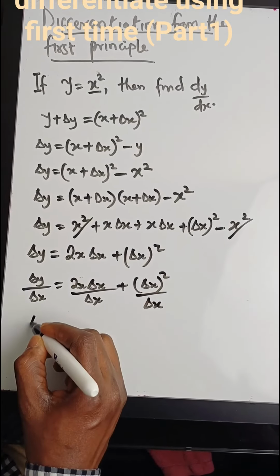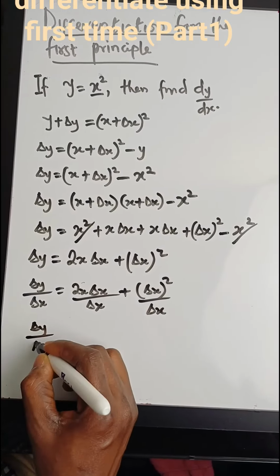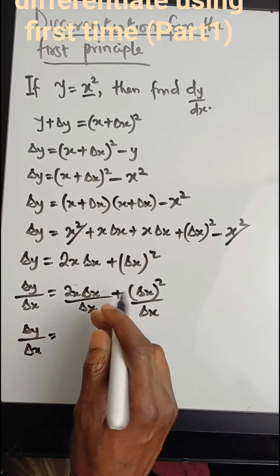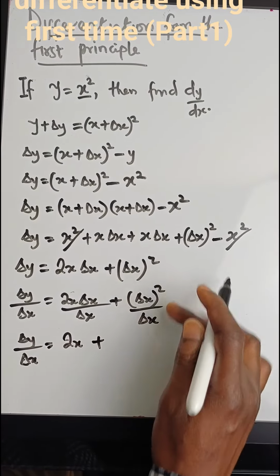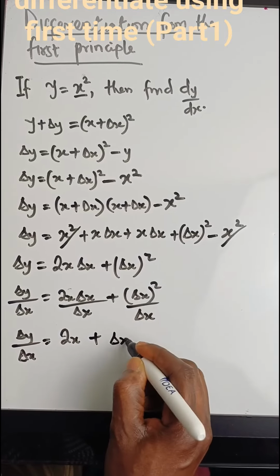So this will be Δy divided by Δx. Δx cancels out, you have 2x. This double cancels one, you are left with 1.